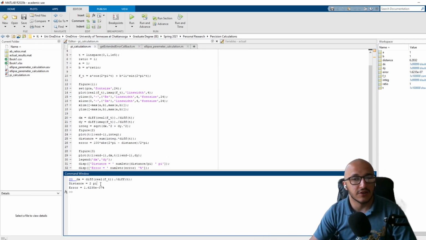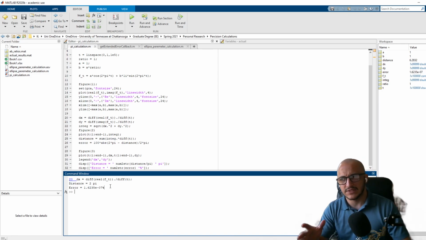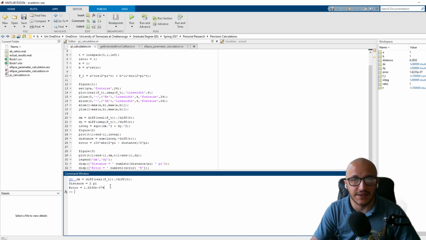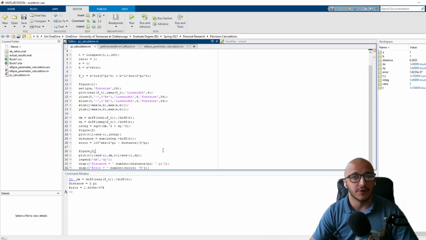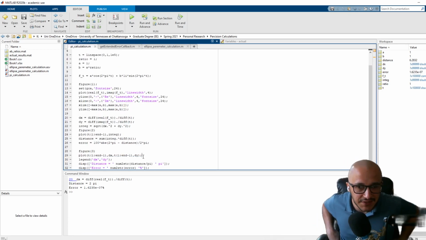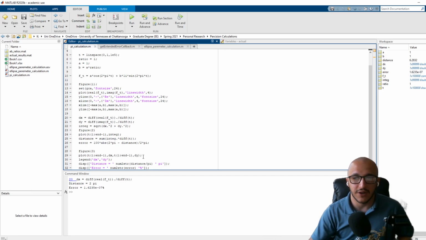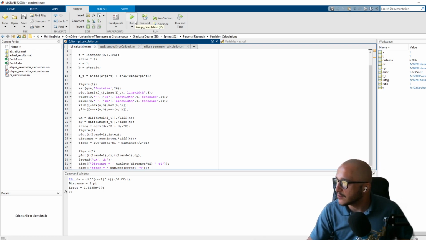So we have that the distance here is 2 pi, and our error is 1.6 times 10 to the negative 7, which in terms of numerical analysis is a really low error, or well, let's say an acceptable error. I don't know, when it comes to angles and sending things to Mars, maybe you want a lower error, but you also use millions of dollars worth of compute equipment there.